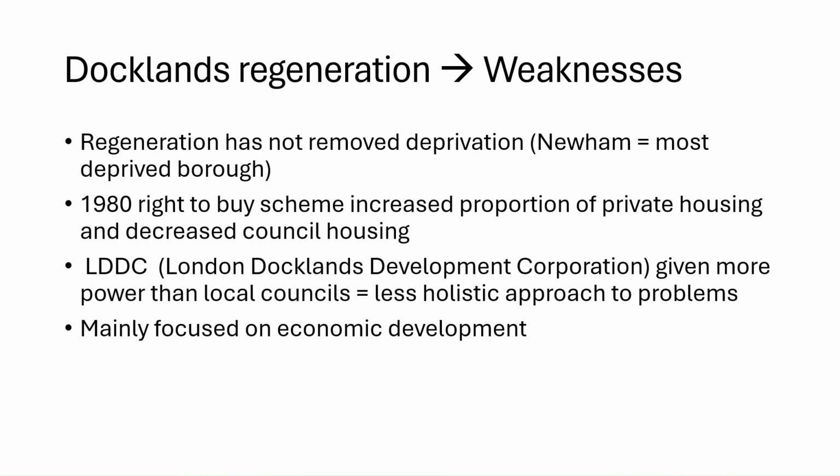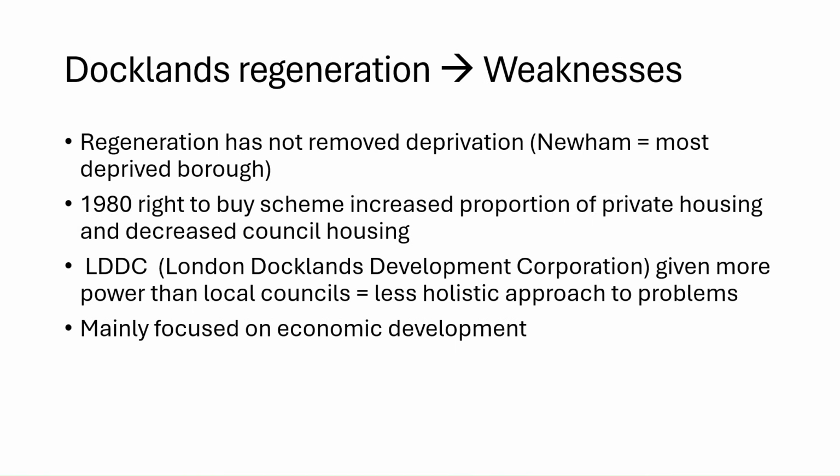And Thatcher introduced a scheme called the right to buy scheme in 1980, and this increased the proportion of private housing and decreased council housing. So again, guys, you can see it wasn't in the best interest of the government or the Thatcher regime to help the poorest.